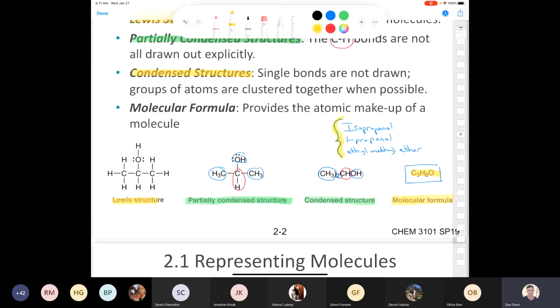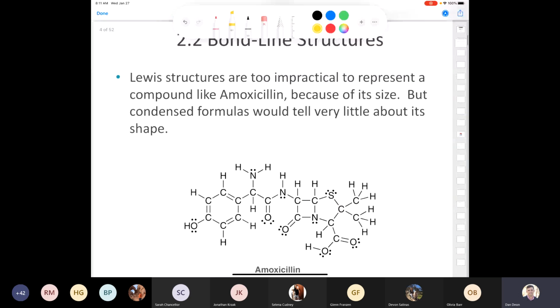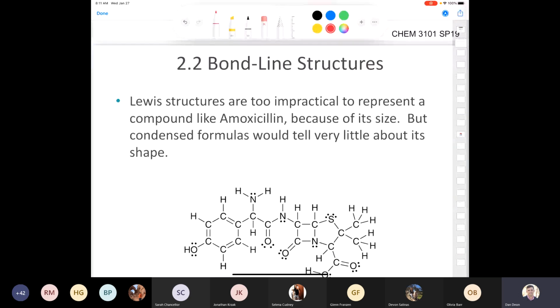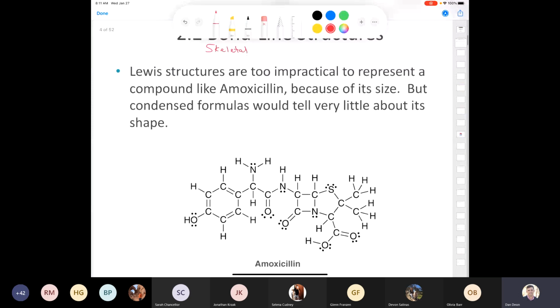Well, let's move on from there and get into what's called a bond line structure. If you're the kind of person that likes to Google everything or look up everything on YouTube or get a second opinion about everything, sometimes you'll hear these called skeletal structures. I cut my teeth on bond line structures, so that's what I'll call them.